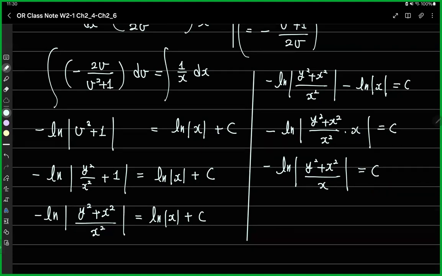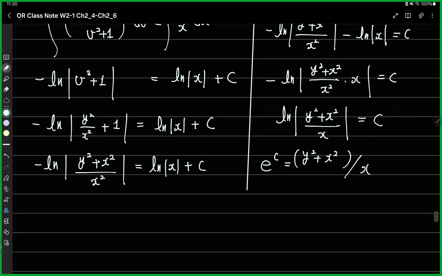Or you can multiply by a negative sign on both sides, so we still get C, because negative C is nothing but C, since the sign of C will be determined by the initial condition. Then e to the C is equal to (y squared plus x squared) over x. You can say that, and then maybe you just isolate y. y squared is equal to something, and so on. But that's a way.